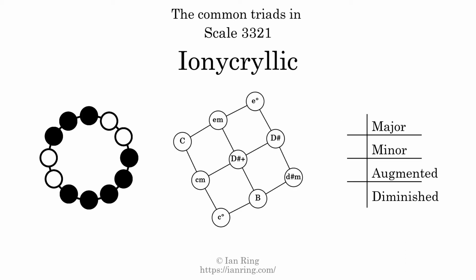110011111001. Here are the common triads present in this scale. The diagram in the center is a graph of parsimonious voice leading between triads. There are 3 major triads. There are 3 minor triads. There is 1 augmented triad. There are 2 diminished triads. Here is a Hamiltonian path of parsimonious voice leading that uses all the triads.